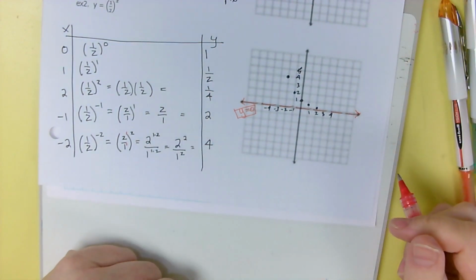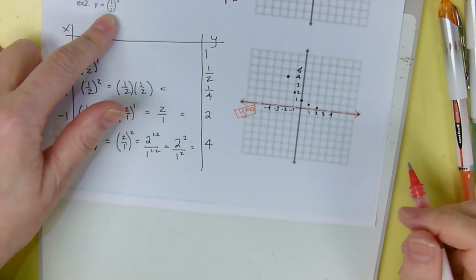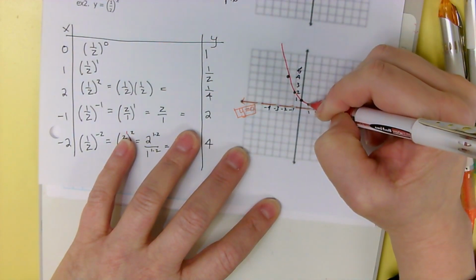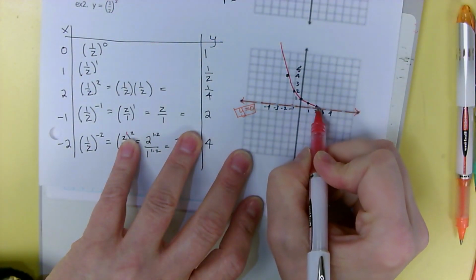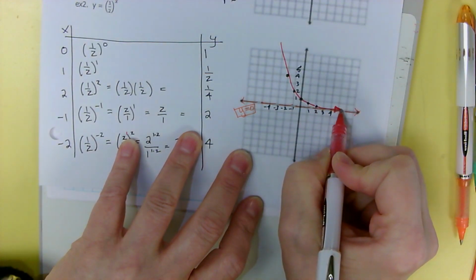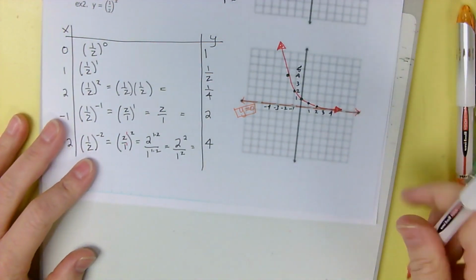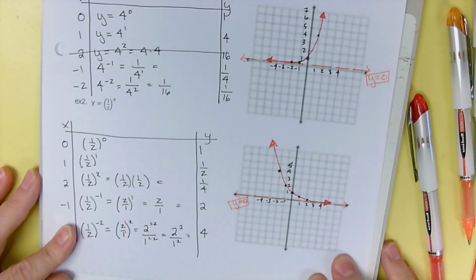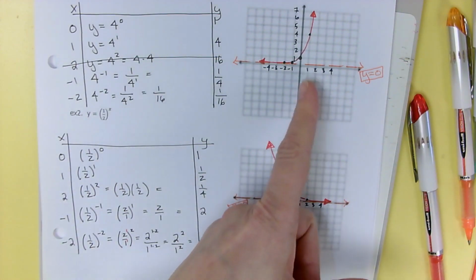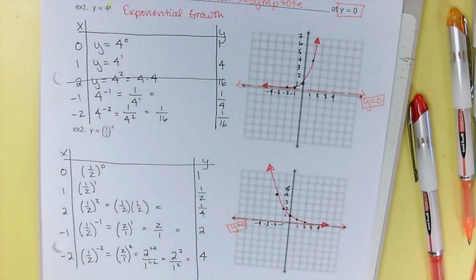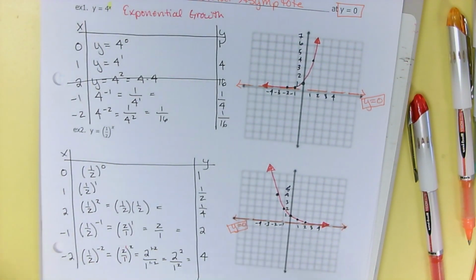So this is decay. You could tell because the base of the exponent was a fraction. So it's going to come down, and then it's going to get really flat, but never cross the asymptote. Draw in your arrows. Now, if you compare that to the other curve that we did, you can see the other curve has a sharper bend. That's because 4 is a lot bigger than 1/2. The higher the base, the sharper the curve. All right, do we have any questions?